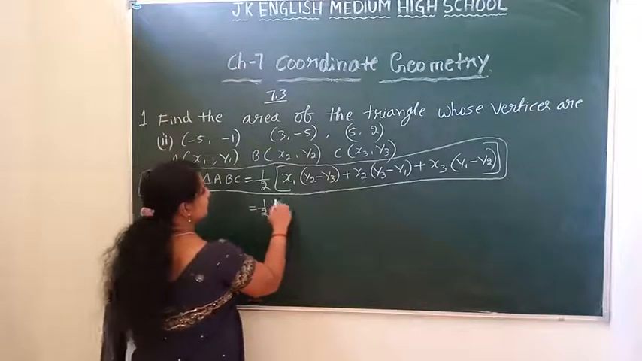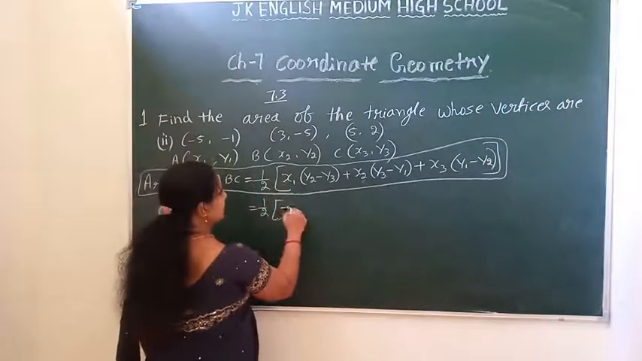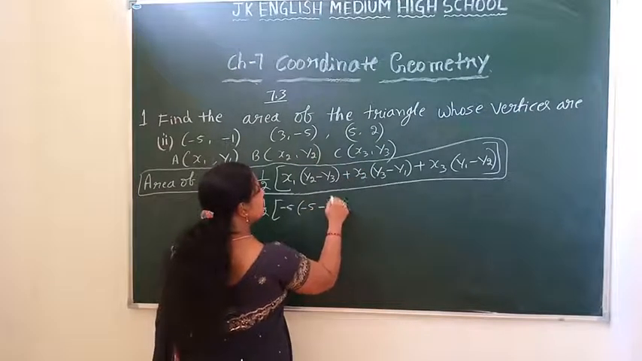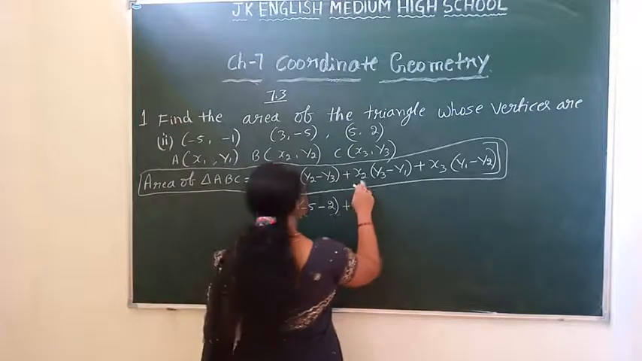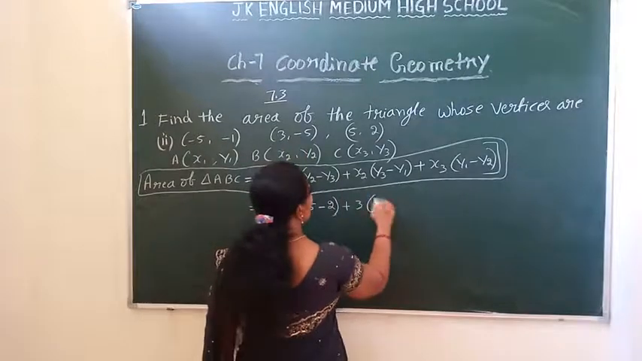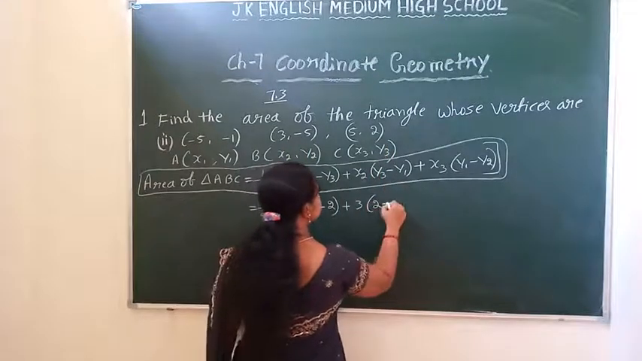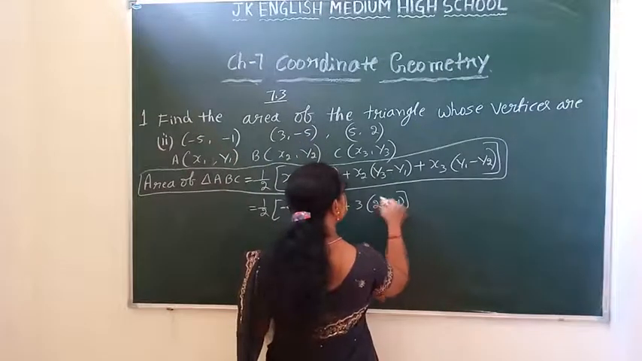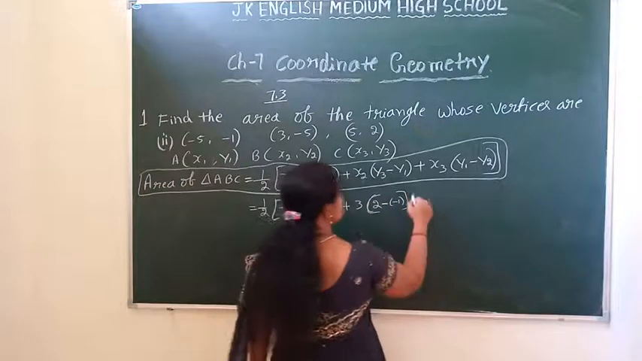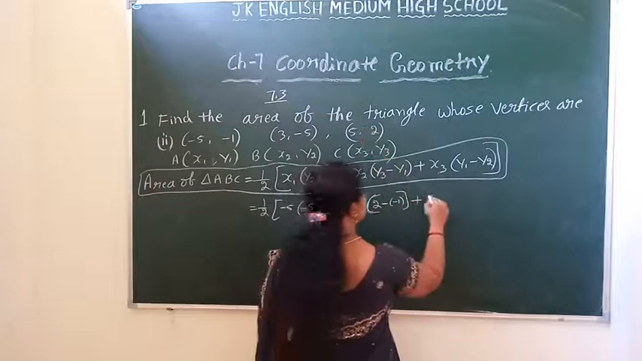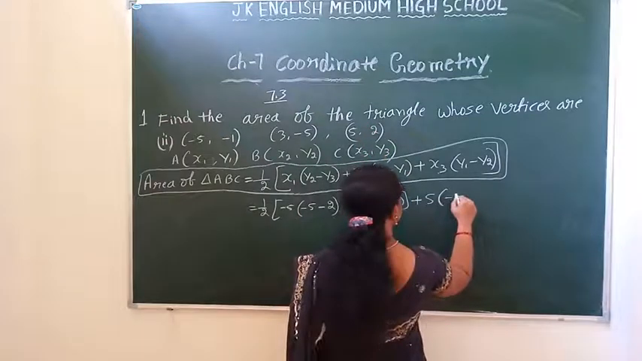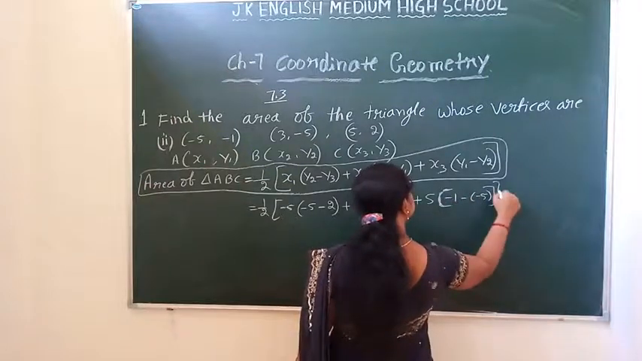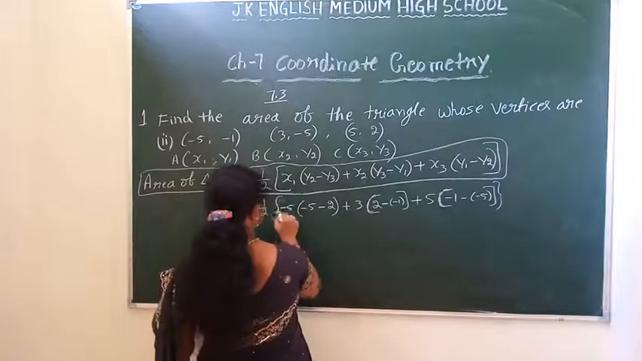This is half, x1 minus 1, y2 minus 1, y3 2. In the formula minus is there, so I wrote minus. x2 value is 3, y3 value is 2. This minus is there. y1 value is minus 1, minus of minus 1 it becomes. Be careful when you do the sign changes. Plus x3 is 5, y1 is minus 1, minus y2 value is minus of minus 5. You can change the bracket when many brackets come.